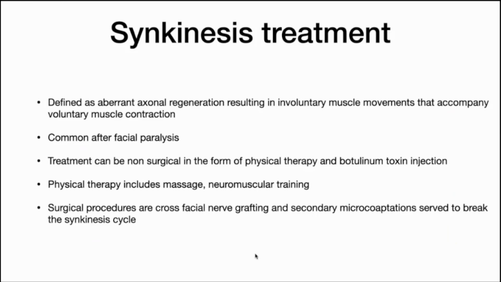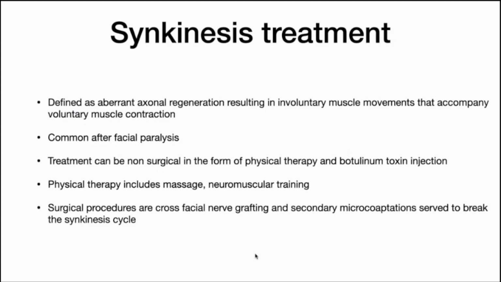One very disabling symptom of the recovery of facial nerve, whether it is the recovery after Bell's palsy or Ramsay Hunt or other, is synkinesis. It is defined as an aberrant axonal regeneration resulting in involuntary muscle movement on voluntary muscle contraction. If the child tries to close his eyes, maybe the angle of the mouth also lifts up. This is very common after facial paralysis.